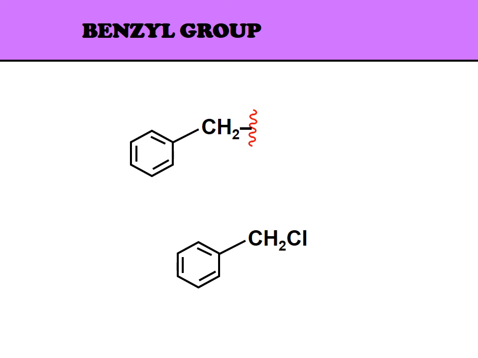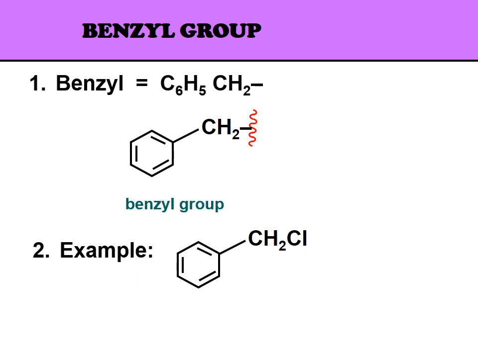So for the benzyl group, this is the structure of the benzyl group, where the benzene ring is attached to the alkyl group CH2. Normally the benzyl group is attached to a functional group. For example, the benzene ring with CH2 and Cl. This halogen functional group is chlorine. So the IUPAC name will be benzyl chloride.